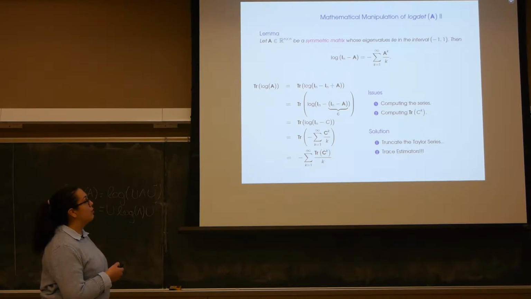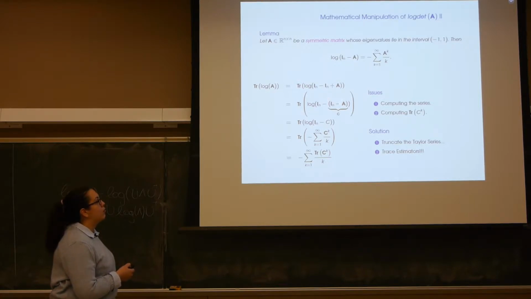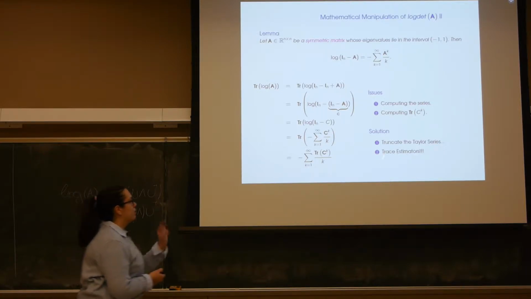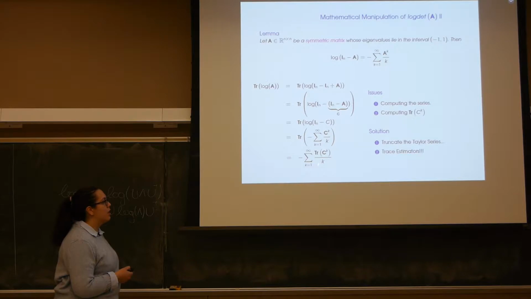I say that the trace of the log of A is equal to the trace of the log of I_n minus I_n plus A. Then I form the trace of log of I_n minus this matrix that I denote as C. Then I plug in this formula to estimate this one, and it becomes the trace of minus the summation from k equals 1 to infinity of C^k over k. Because the trace of a sum is the sum of the traces of its summands, the trace of the log of A is minus the sum from k equals 1 to infinity of the trace of C^k over k.